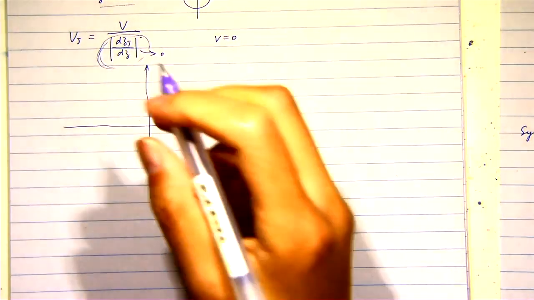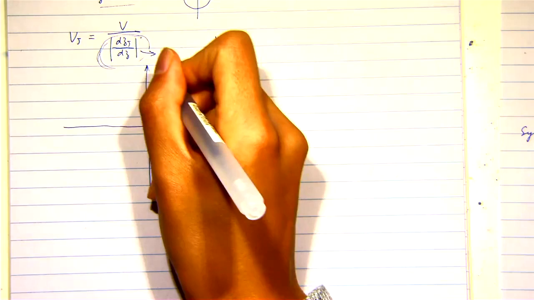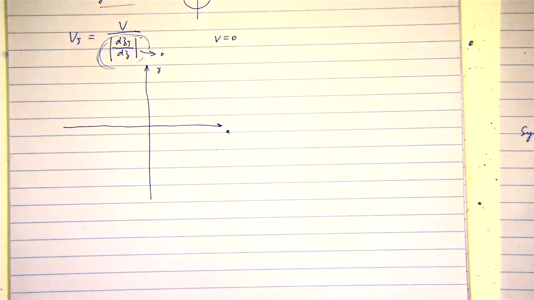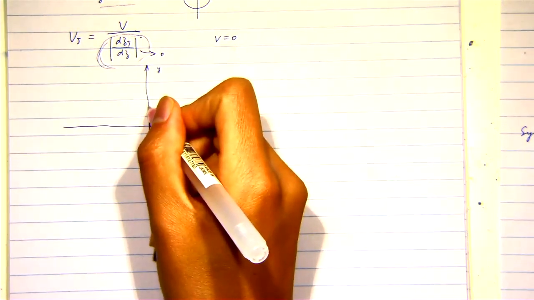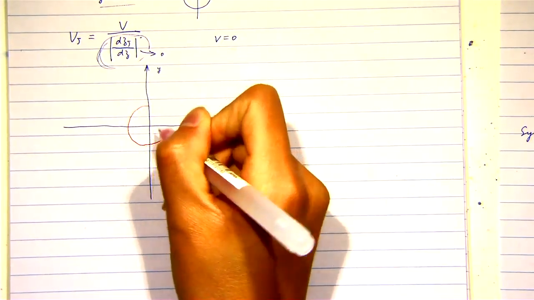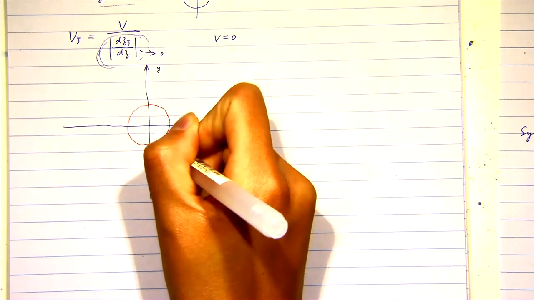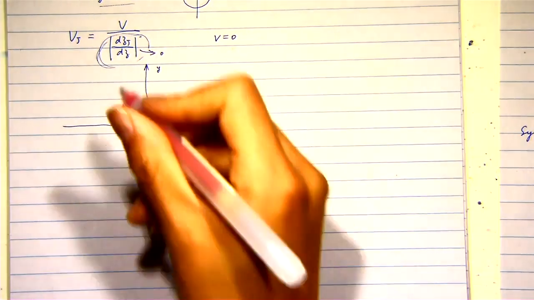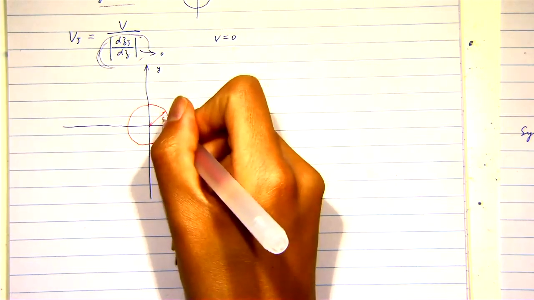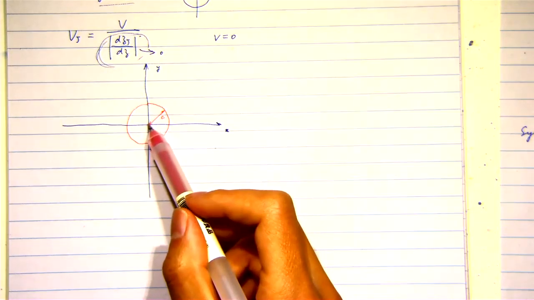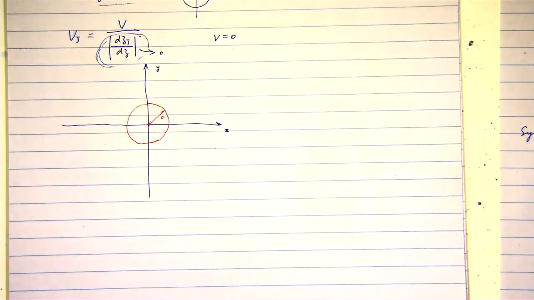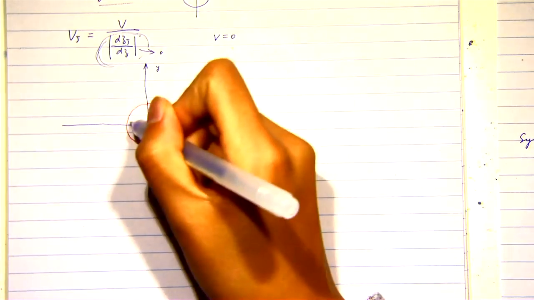This is the original plane, x and y. Then I'll sketch the Joukowsky circle in red. This is my Joukowsky circle, and the radius is c. The center of the circle is at the origin of the coordinates. Then I need another circle in the original plane to perform the transformation. So I have something like this.